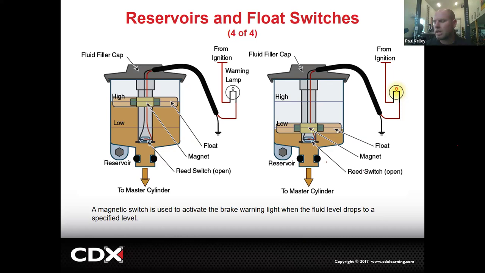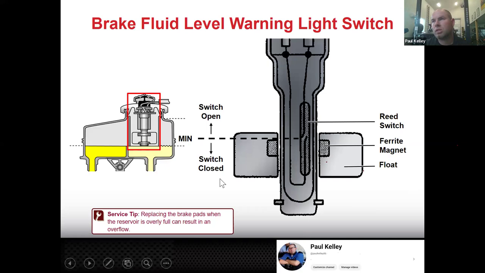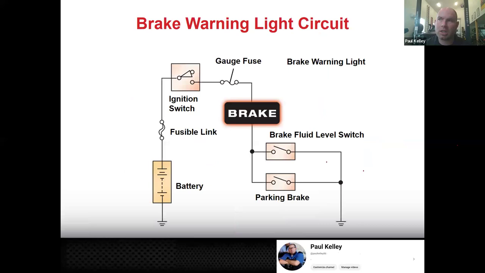Now, Toyota does it kind of similarly. I'll show you right here. Open switch if it's above the min. Closed switch if it's below the min. If it's below the min, you get a red brake light. Now you're not sure if it's the parking brake that can provide ground or the brake fluid level switch that can provide ground. So sometimes you don't know which one it is. The first thing you should do is just make sure the parking brake is not applied. The second thing you should do is make sure you have brake fluid in it. Then after that, you may have to start disconnecting things and isolating which side of the circuit is providing the ground that you don't want to be there. Make sense? So it's really not a complicated circuit.